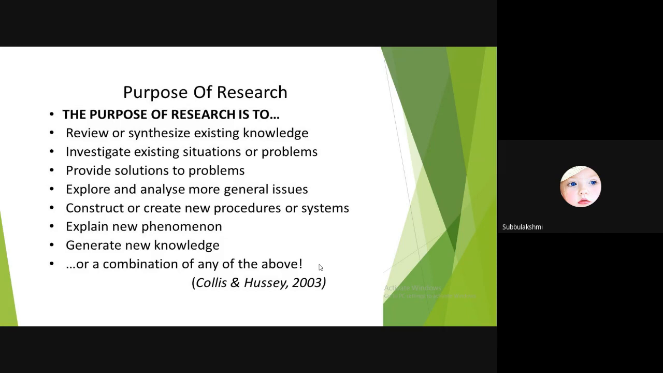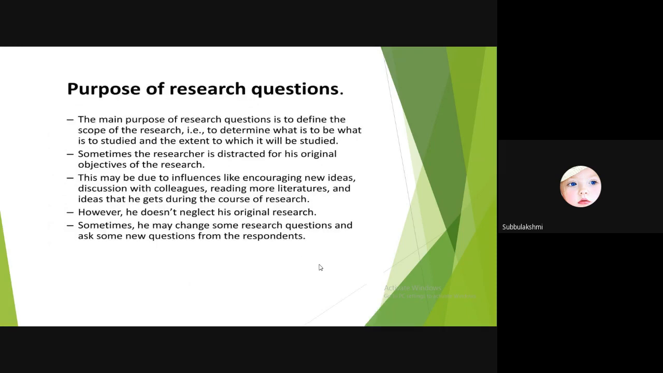So next is research questions. Next slide, ma'am. Research questions. As a researcher, we need to have a certain set of questions within us. The main purpose is to define the scope of the research, and to determine what is to be studied and to what extent. Extent is the limitations. We cannot keep going very broad, right? We have to confine ourselves to a particular point, to what extent we are expected to do it.